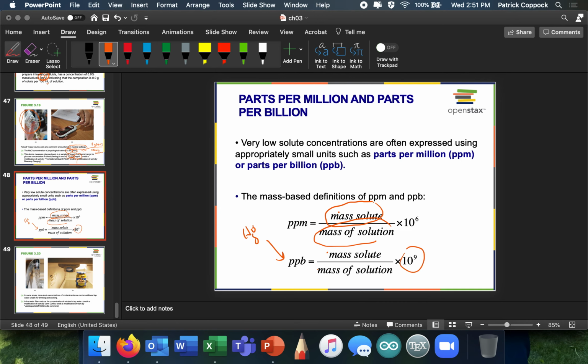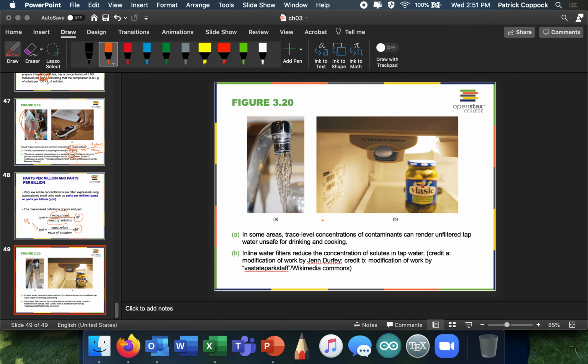Parts per billion is going to be a mass per mass times a billion. Parts per million is mass per mass times a million. Those are parts per million and parts per billion. And as I said, we use those when we're doing things like analyzing drinking water and other things. All right. Hope this is helpful.